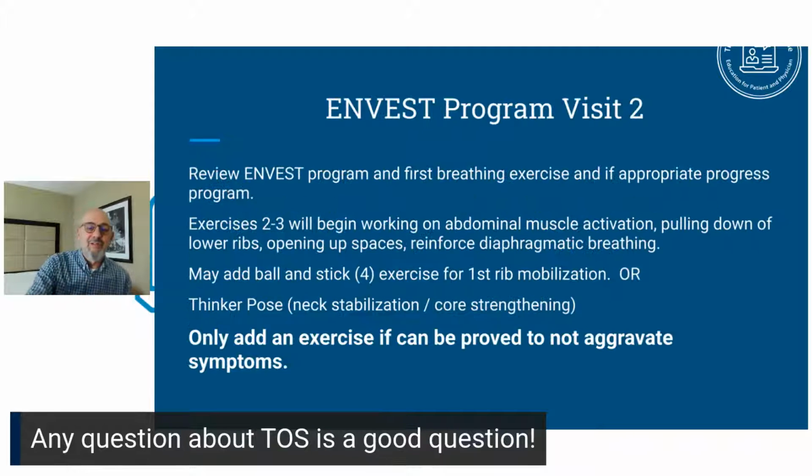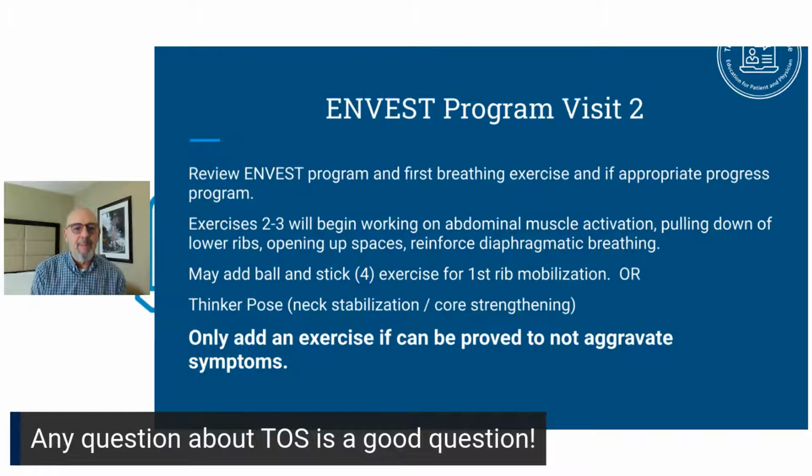And so what happens usually is we have visit 2. I need to review the program again because people will forget things. It's just too much information. There is a handout, but I'm just saying. So we review the INVEST program and that first breathing exercise to make sure the person has the concept down. If it's appropriate and they can see improvement, or at least prove that they didn't aggravate their symptoms, we start to progress the program.